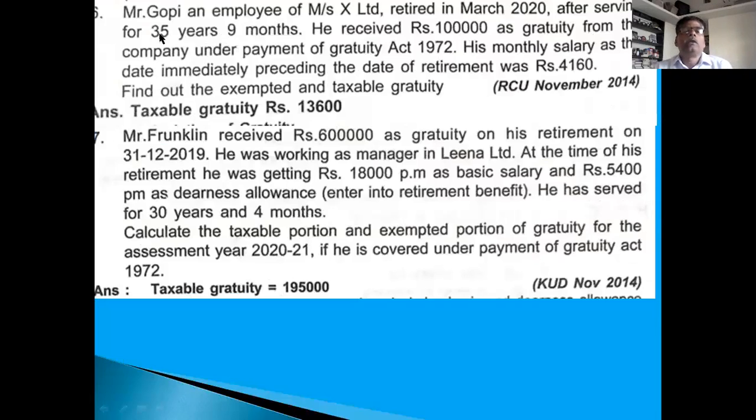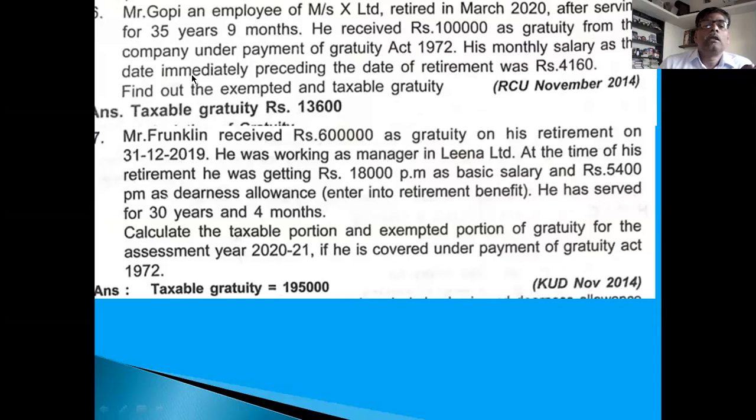And sixth example is example number 6. Mr. Gopi is an employee in X Limited, retired in March 2020 after serving 35 years and 9 months. 35 years, 9 months means you have to consider 36 years. Received 10 lakh as gratuity. It is the amount of gratuity received under the Gratuity Act 1972. Means he is covered under the Gratuity Act 1972.